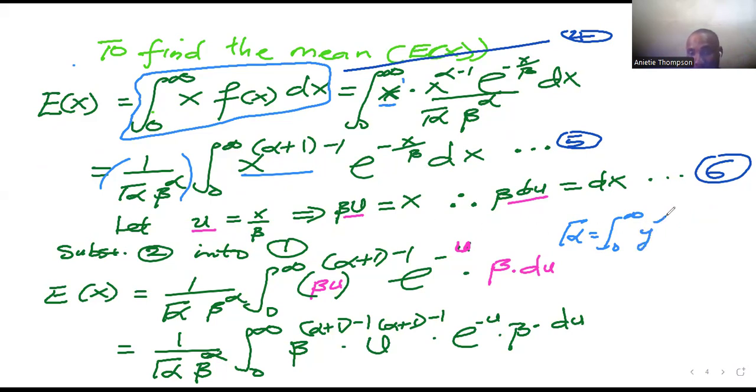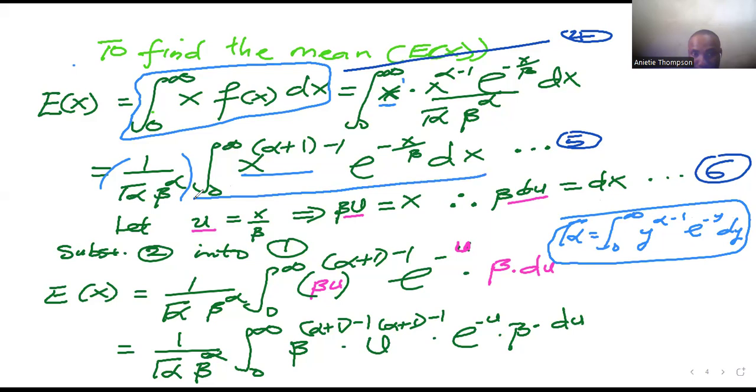So you have y raised to the power of alpha minus 1, exponential minus y, and the dy. What I want to do right now is to make this place here look exactly as this place here. All right, so how do I do that?